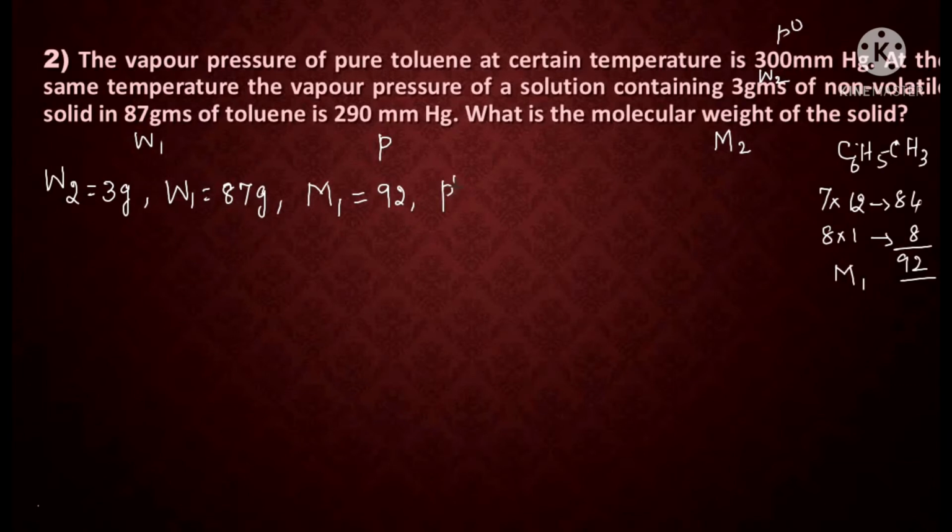Then P0. What is the P0 value? It is 300 mmHg, it's given. And then the vapor pressure of the solution is 290.